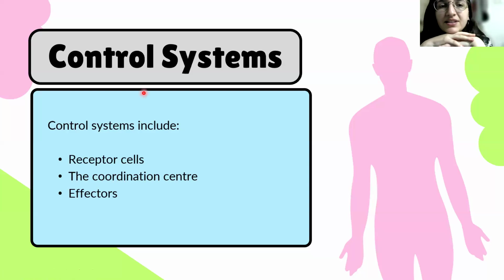Okay, so the nervous system is one of the main control systems in the body, and this control system includes receptor cells, which we'll be looking at later. Don't worry if the name is so strange and new to you. The receptor cells, in brief, are cells that receive messages, like they're the ones that will be receiving or getting activated. The coordination center and the effectors. And don't worry, we'll be looking at each of it later on.